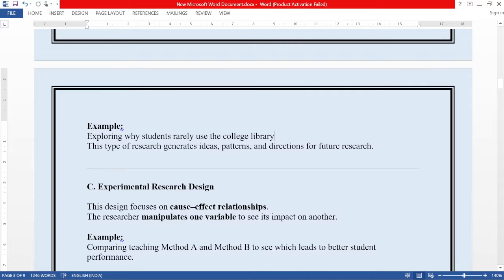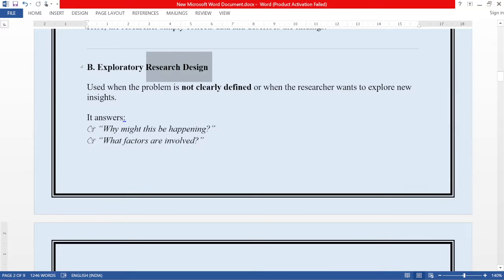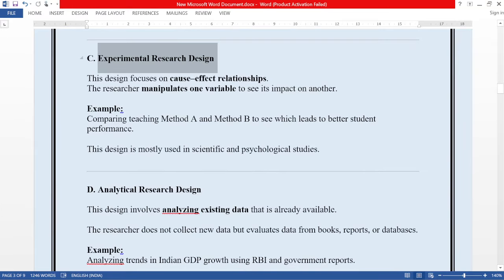So basically, as per the example, we can understand that exploratory research design looks at how a particular thing is being done. It talks about generating ideas and gives a direction for other future researches as well. So that is exploratory research design. Now let's talk about the third one, experimental research design.